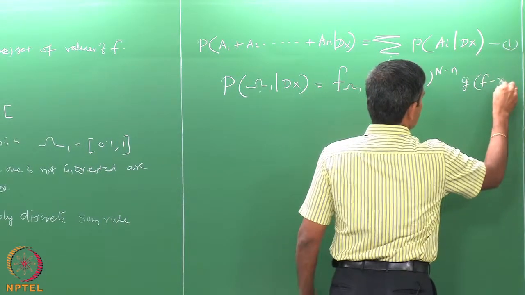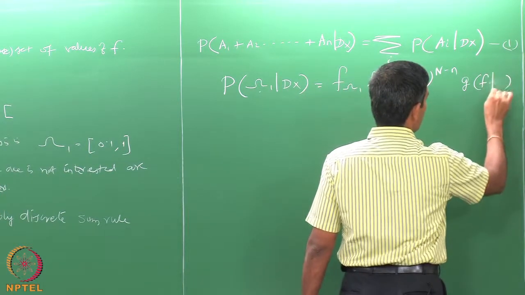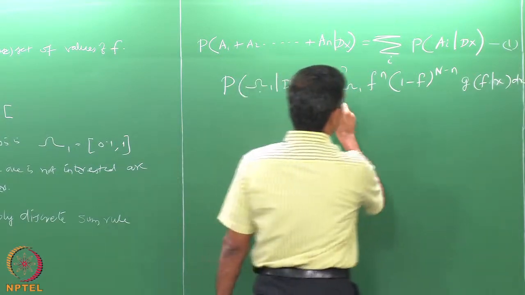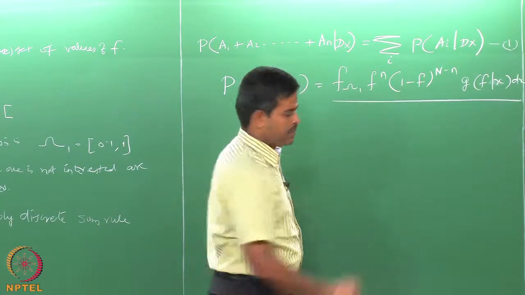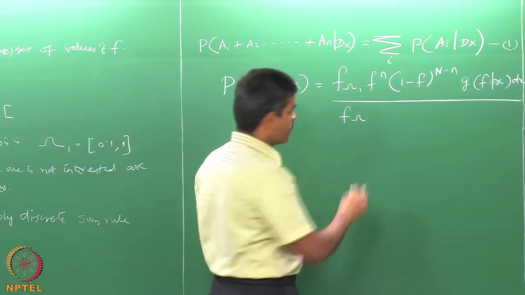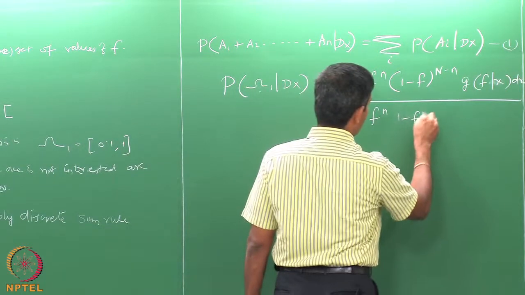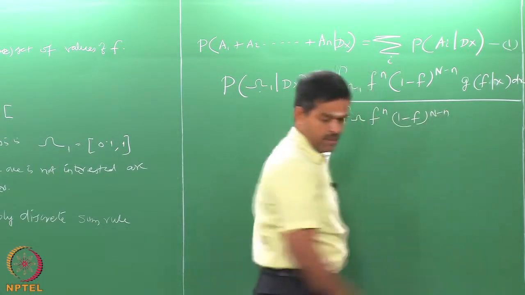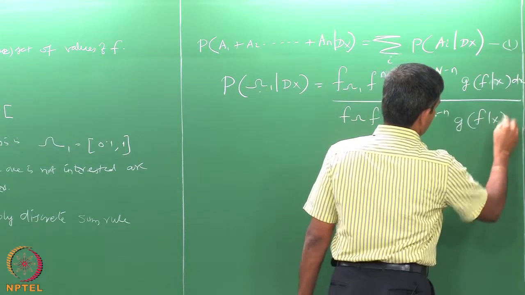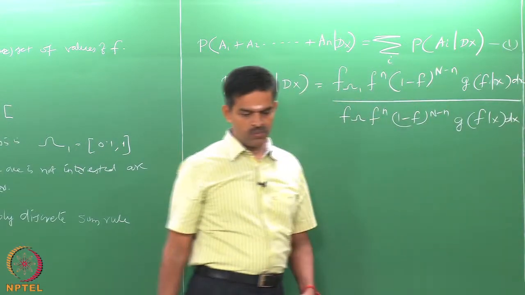g of f given x dx, divided by the integral over the original space sigma of f to the power n, 1 minus f to the power capital N minus n, g of f given x. Let me call this equation number 2.